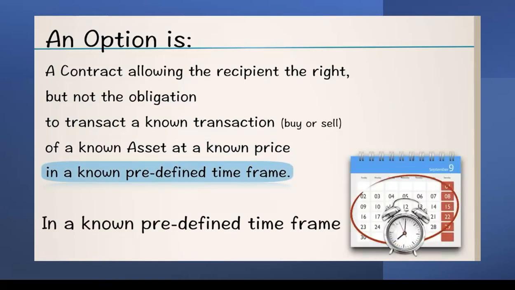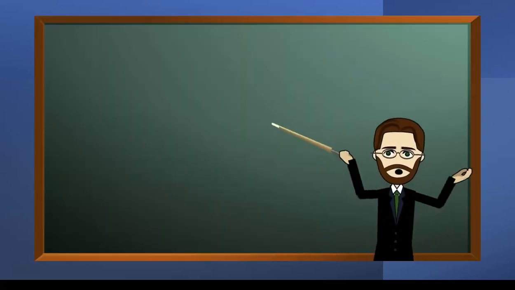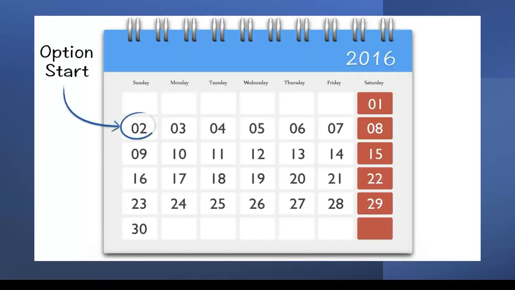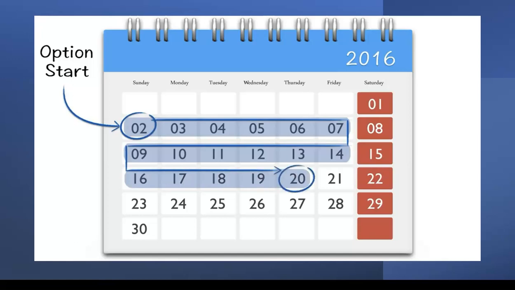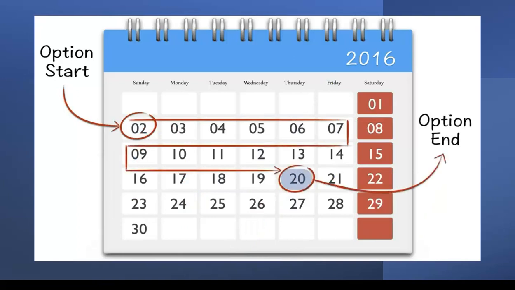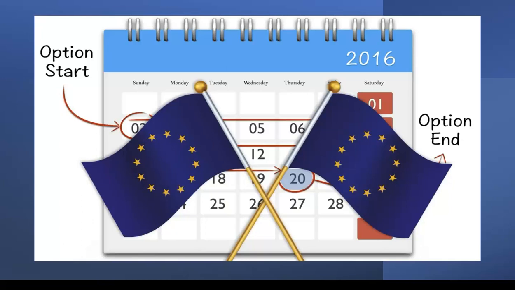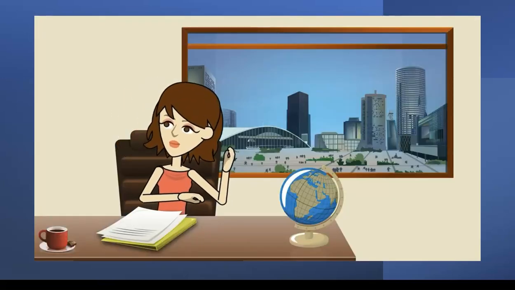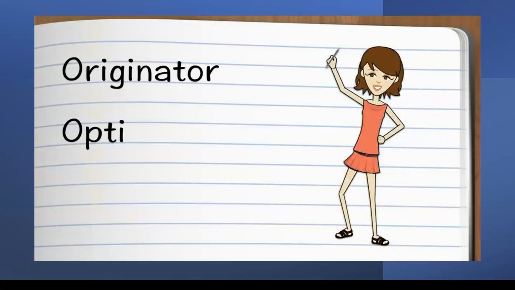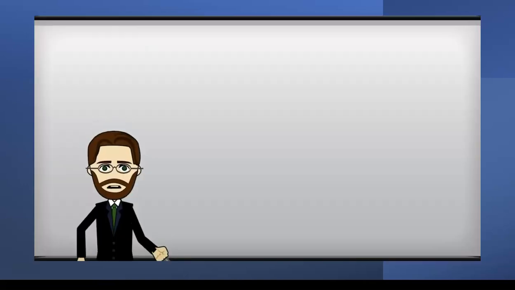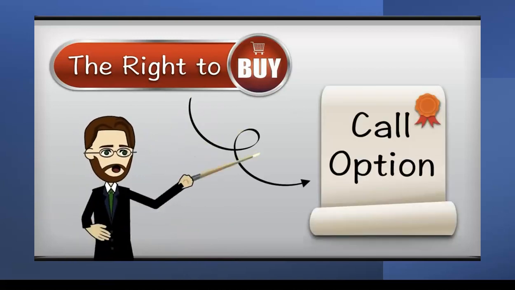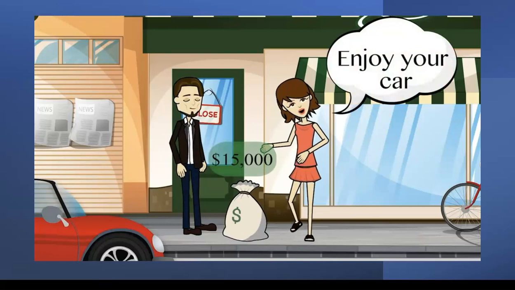After that time, the option has no value. This predefined time frame in which the option will be exercisable is called the option's term or duration. Options that can be exercised at any time during the time period are called American options. Options that can be exercised only at the end of the period are called European. The person giving the right and taking upon himself the obligation, in our case Zoe, is sometimes called the originator, or option writer, or option seller. The technical name of an option that involves the right to buy an asset at a price is a call option. In our case, Zoe sold a call option to Bill.